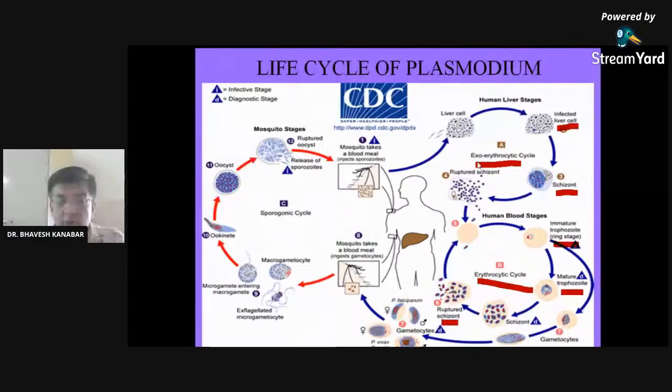So Plasmodia develop inside the mosquito, in the mosquito cycle, and Plasmodia also develop inside the human body. In humans also there are two cycles: the exoerythrocytic cycle and the erythrocytic cycle. So this is the life cycle of the Plasmodium, right?